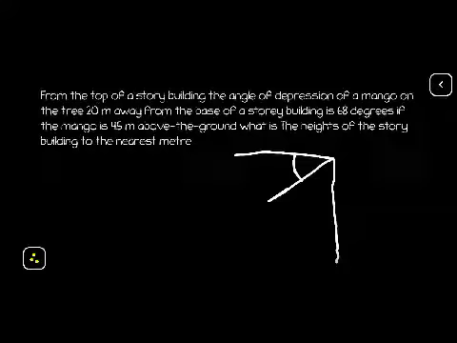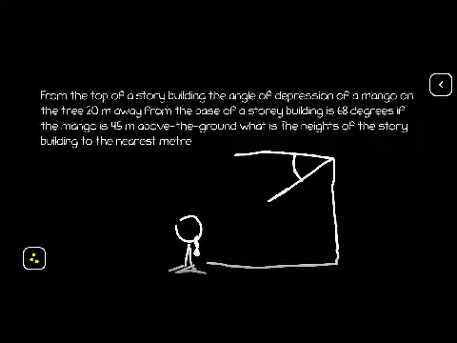So they said the angle of depression of a mango on the tree. So there is a mango and there's a tree. Let's call this the mango tree, and there is this mango here, because that's what it said. It said depression of a mango on the tree 20 meters away. Since it's 20 meters away, it's going to be this point. So this is 20 meters away from the story building.